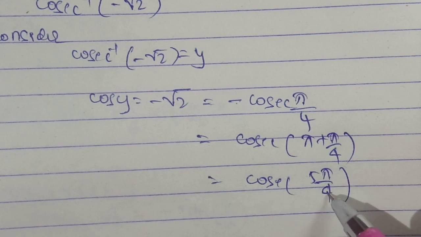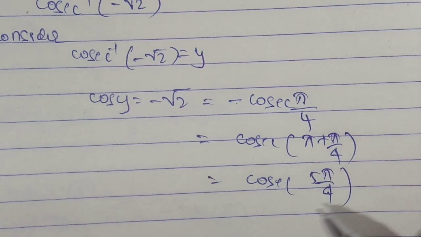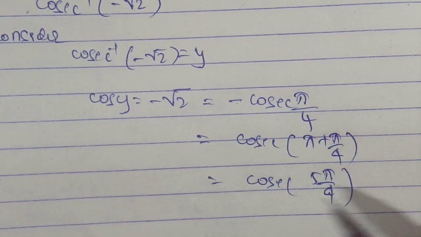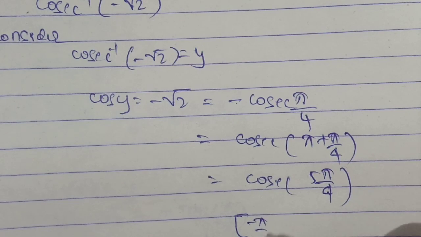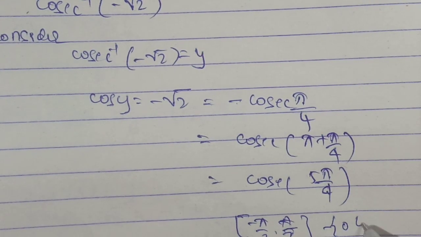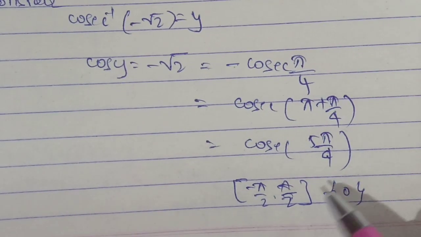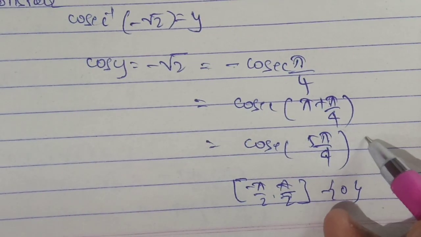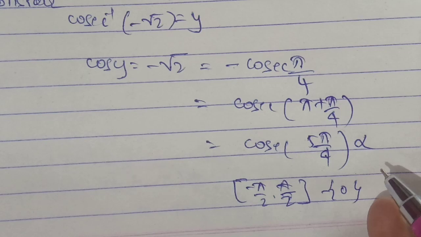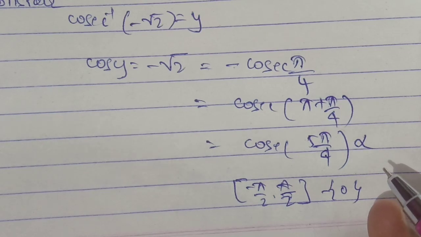Here pi by 4 is 45. 45 into 5 is 225 degrees. It will be out of the range. That is, the cosecant theta range is minus pi by 2 comma pi by 2 except 0. That's why I can't consider this quadrant. I am going to move to another method.